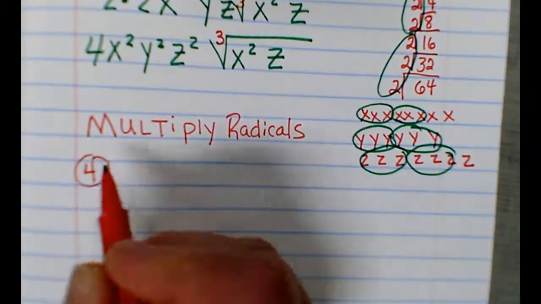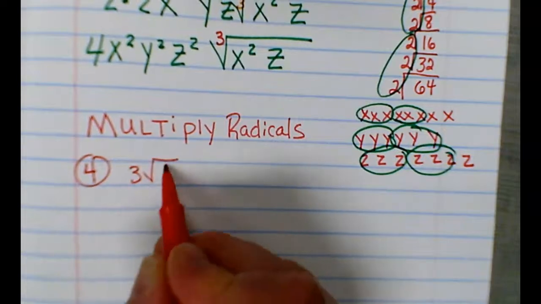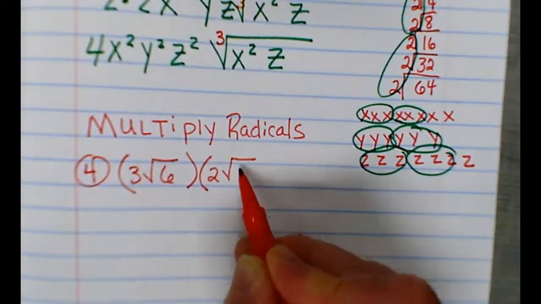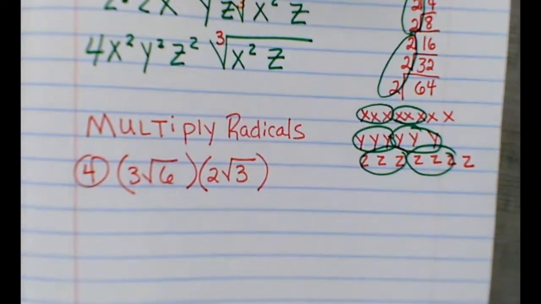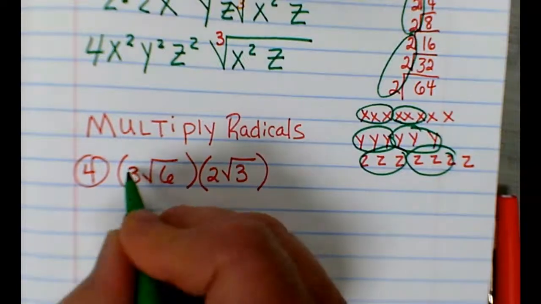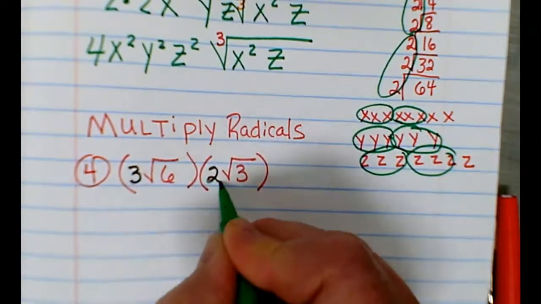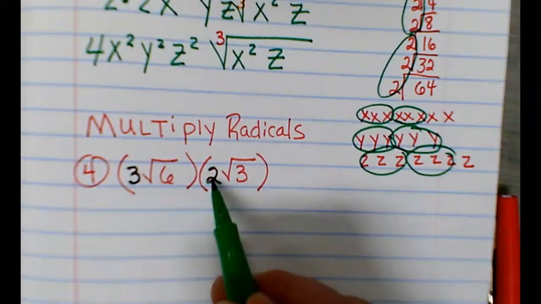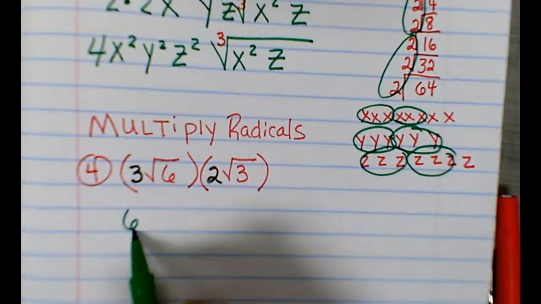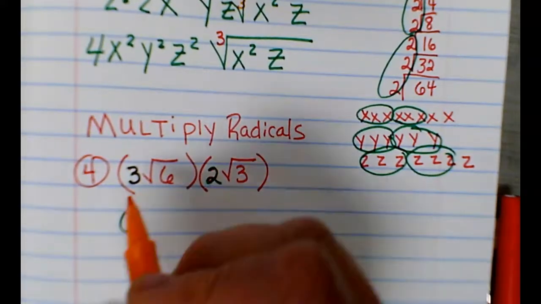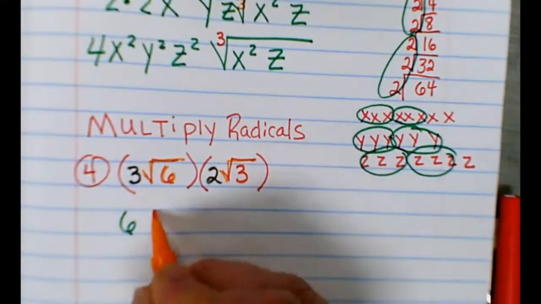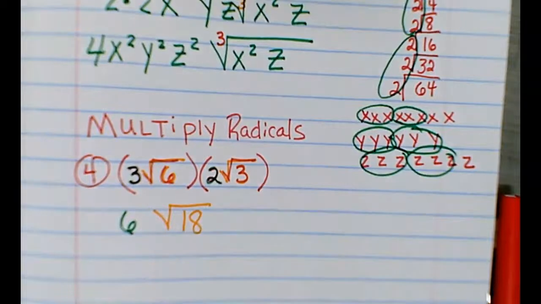You multiply radicals, multiply this radical by this radical. You multiply a radical times another radical by multiplying the whole number times the whole number. What's 3 times 2? And then you multiply 6 times 3. What's 6 times 3?